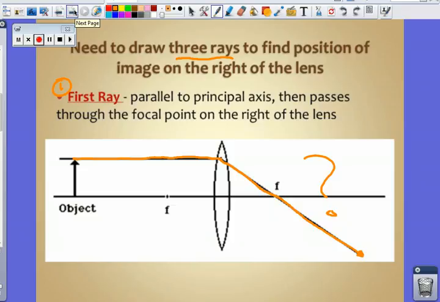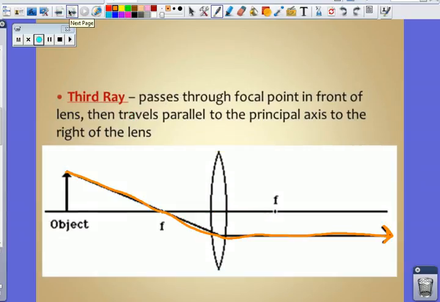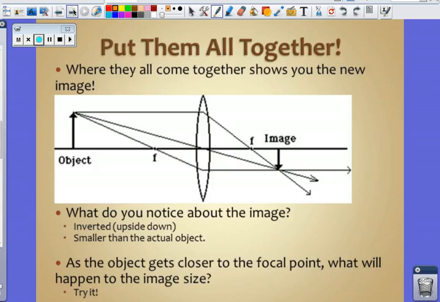No, I was just trying to see if we'd had them all in one spot. Remember, the first ray, parallel in through the focal point out. The second ray, straight through the center. The third ray, through the focal point in, parallel out. Those 3 rays will pinpoint where this image is going to be, and that's where it is.